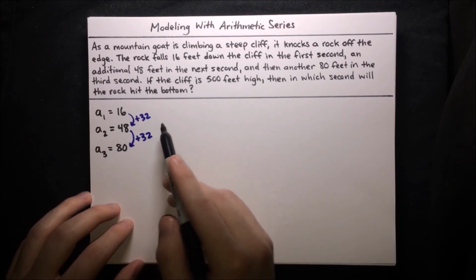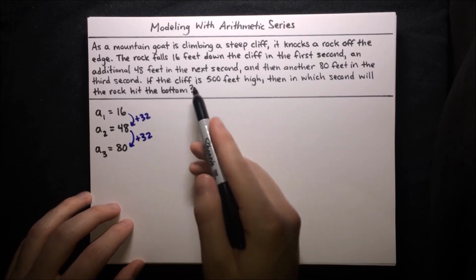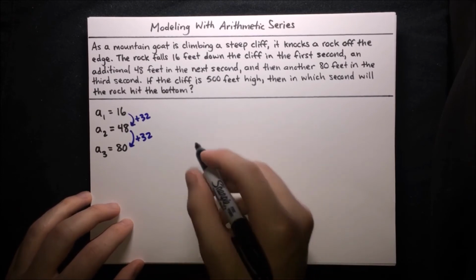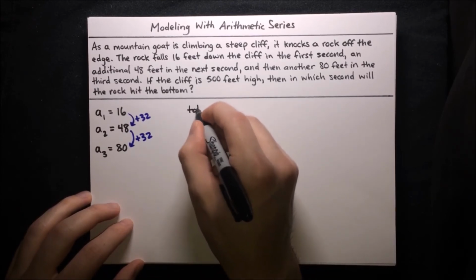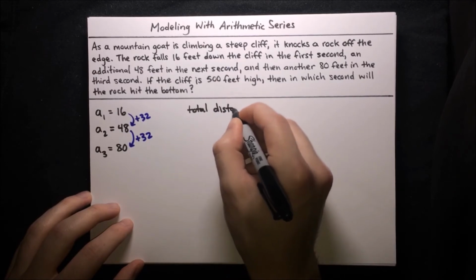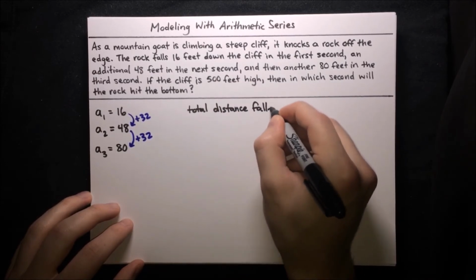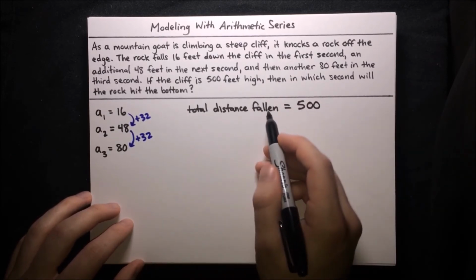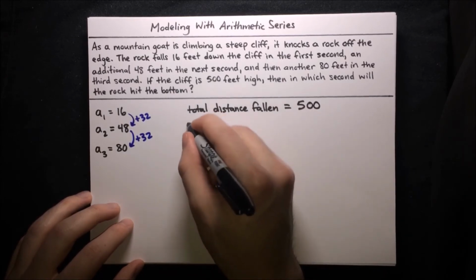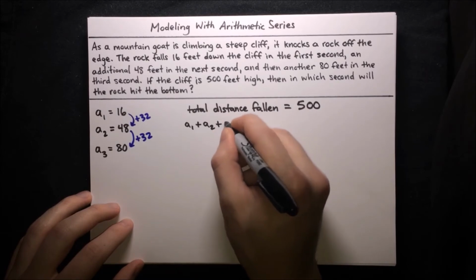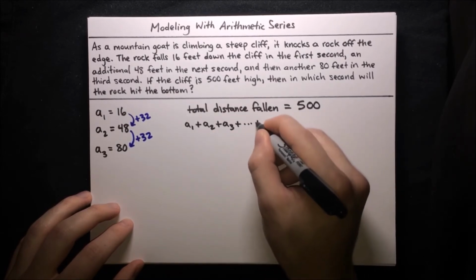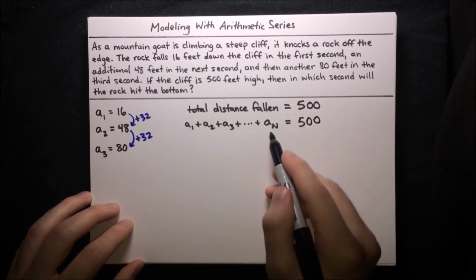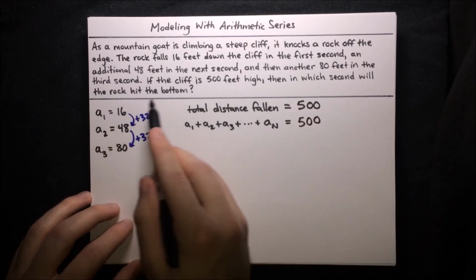We've got our sequence, and what do we want to figure out? Well, we want to figure out if the cliff is 500 feet high, then in which second will the rock hit the bottom? So in other words, we want to find when the total distance fallen is equal to 500. And the total distance fallen is just the sum of the distances fallen in each second: a1 plus a2 plus a3 plus so on all the way up to an. And we don't know what n is yet. That's what we're trying to find. n will represent the second that the rock will hit the bottom.